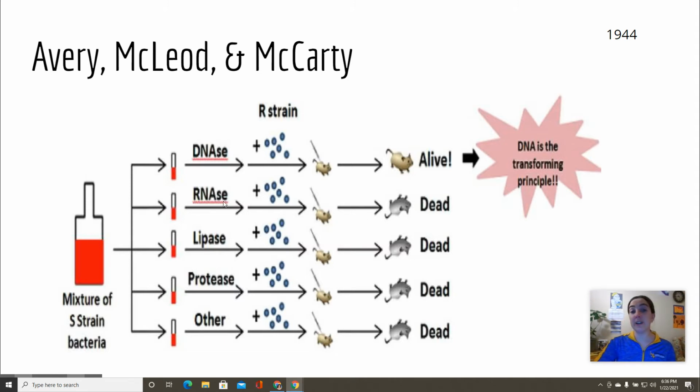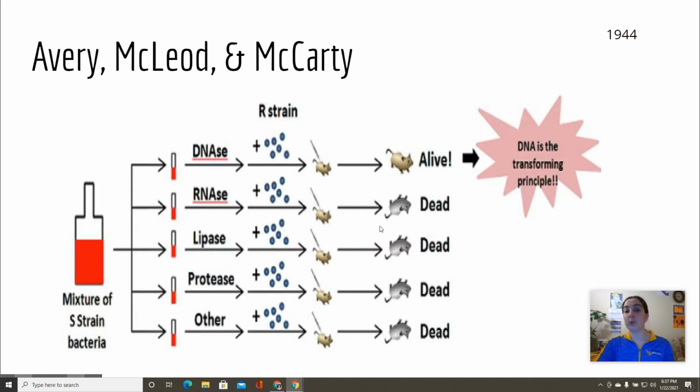If we destroy the RNA, nope, still dead mouse. Okay, well, what if we destroy the DNA? And when they destroyed the DNA and broke up that DNA, then it no longer had the power to transform that R strain and the mouse lived.